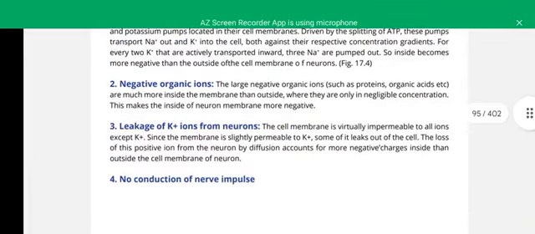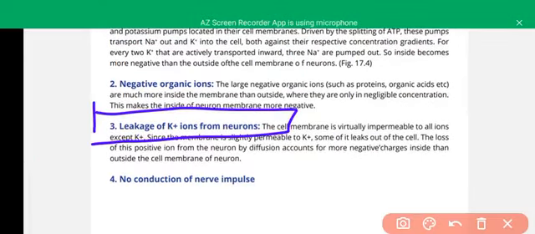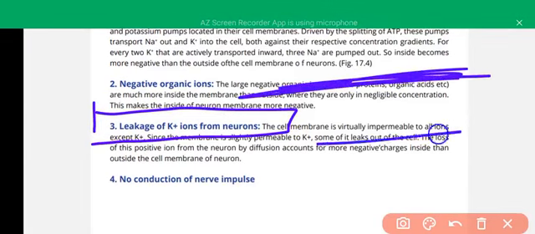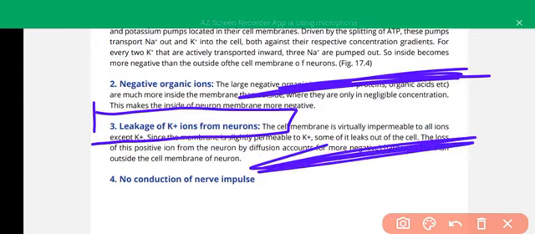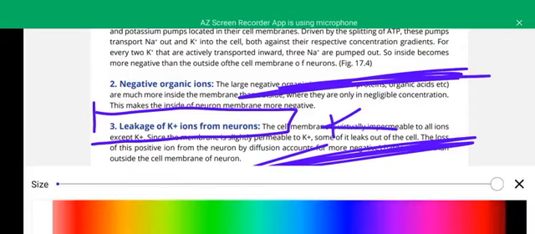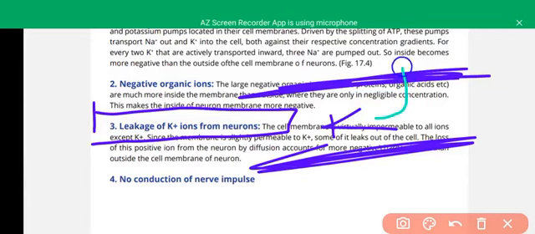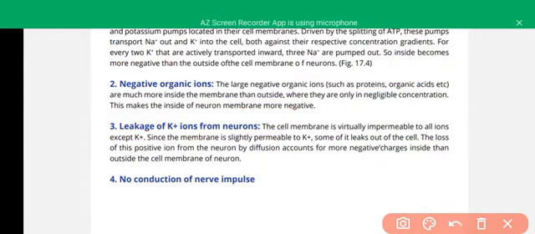There is also leakage of ions from the neurons. The neuron membrane at rest is permeable to potassium ions, not to sodium ions, so potassium can diffuse out. Diffusion of positive charge out of the membrane creates a negative charge inside the neuron, and it maintains this, and there is no conduction of impulse.